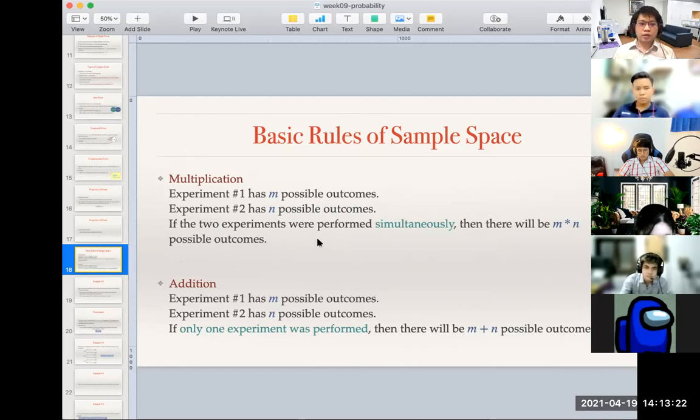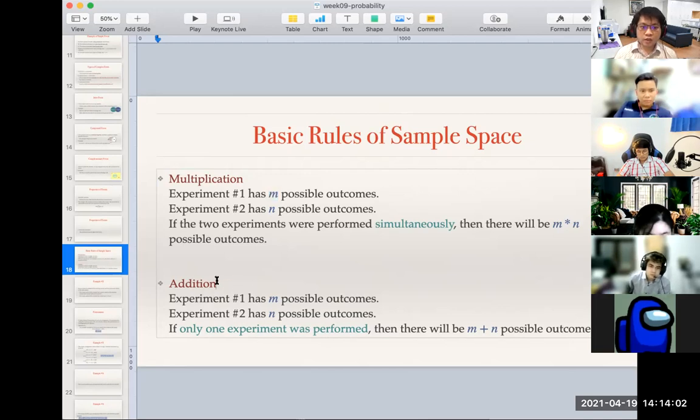For example, let's say you toss two coins together. What are the possible outcomes? You will have four possible outcomes, right? From coin number 1, you have two possible outcomes. From coin number 2, you have two possible outcomes. When you toss these two coins together, you get 2 times 2, so four possible outcomes, like earlier: head-head, head-tail, tail-head, tail-tail. This is the basic multiplication rule of the sample space.